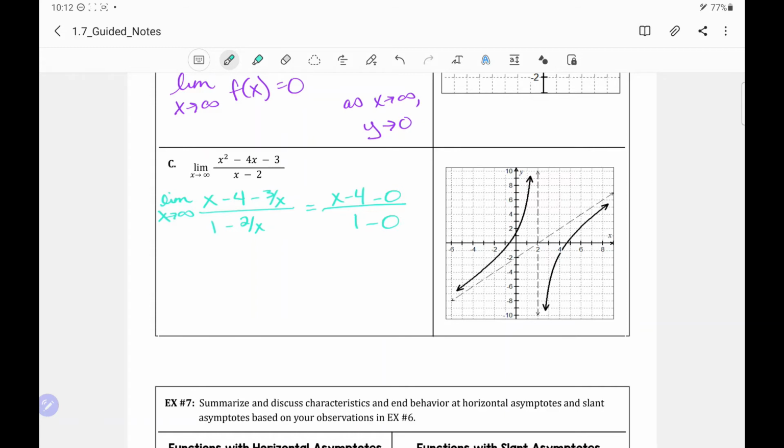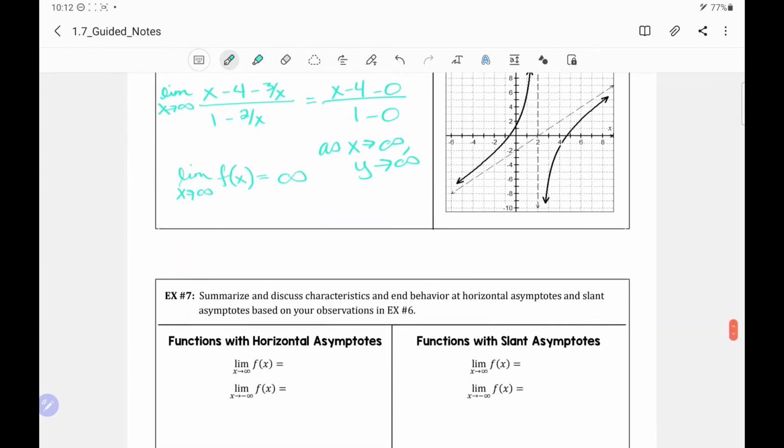Well, what happens if I'm going all the way to infinity? If I have like billions minus 4, the 4 is completely negligible. So what's happening? This x is going to keep getting bigger, and I am going to infinity. So as x goes to infinity, y also goes to infinity. That means the limit as x goes to infinity of f of x is infinity. Okay, so let's look at the next page.